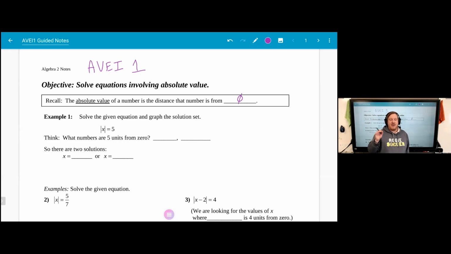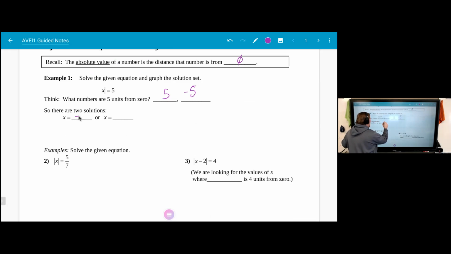It says we've got the absolute value of x equals 5. What numbers are 5 units from 0? Well, we know 5 is 5 units from 0, but what else? If I go this direction, I get to 5 units. But if I go this way, 1, 2, 3, 4, -5 is also 5 units away from 0. So I've got +5 and -5. My solution set is x equals -5 or x equals 5. We got 2 solutions when that value is positive. We'll go through a few more of these and take a look.